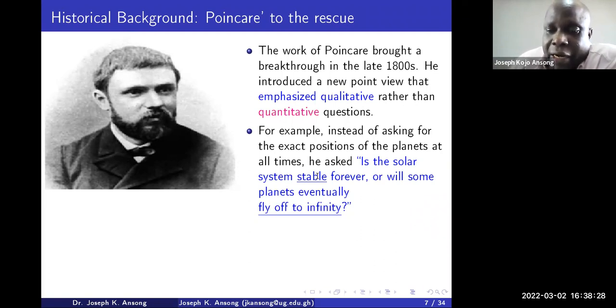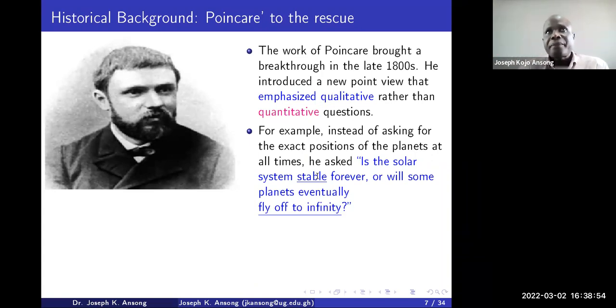Will some planets, if you like, fly off to infinity? If you're not able to tackle the problem analytically as Newton did, his idea was, could we say something about a system even though we can't really solve it analytically and have a formula that governs that system? And this idea has permeated this area of dynamical systems for a long time.